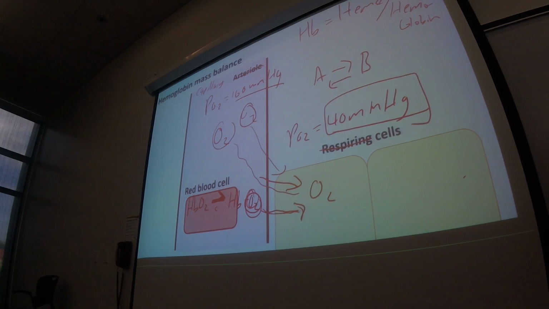And so the same thing is happening here. I could rewrite A and B to be hemoglobin bound to oxygen and just hemoglobin and unbound oxygen, right? If this goes down, we're going to drive this reaction. If this goes up, we're going to drive the opposite reaction, right? That is mass balance.